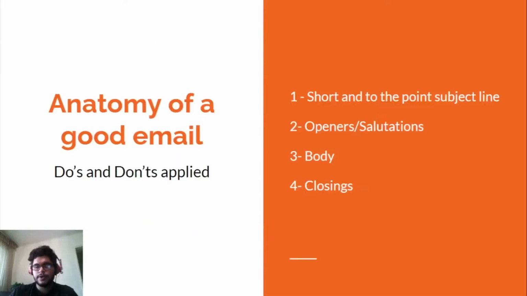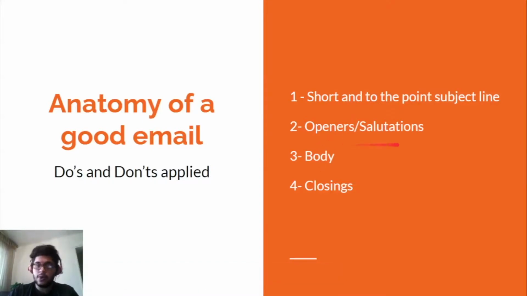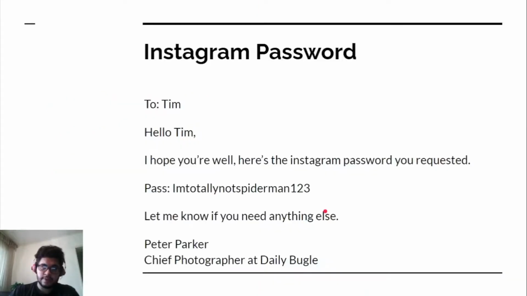So after we took a look at the do's and don'ts of email etiquette, let's see the anatomy of a good email. It should contain a short and to-the-point subject line, openers or salutations, the body of the email, and closings. For example, this is a short email about the same subject that we've been using as an example, about the Instagram password. Let's say the subject line is Instagram password to Tim, just to Tim, since this is a delicate email.